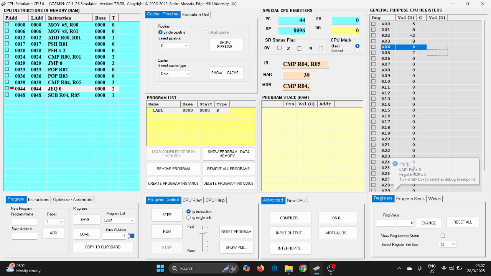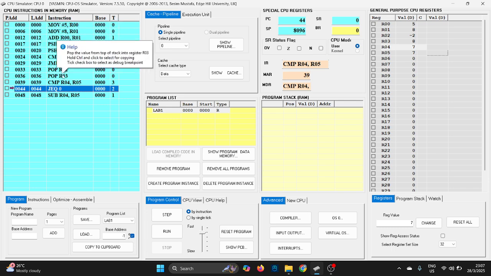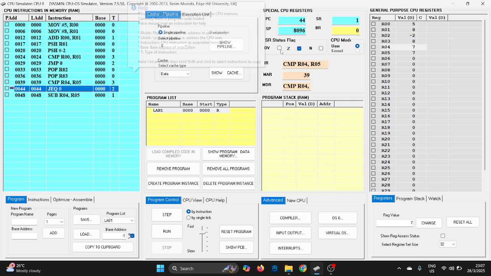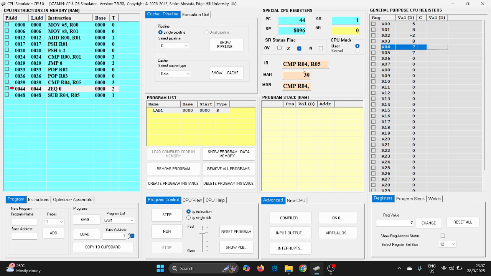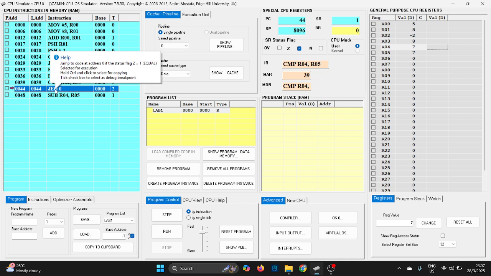So I change again the value of R04 to 7. So we get a 0 value. Then the Z column is ticked.